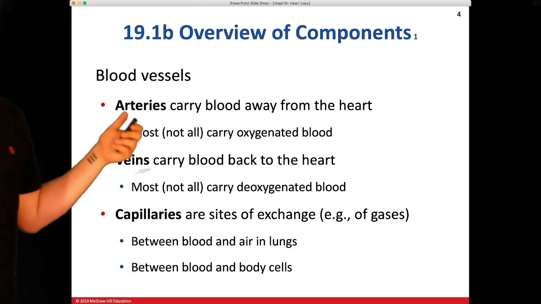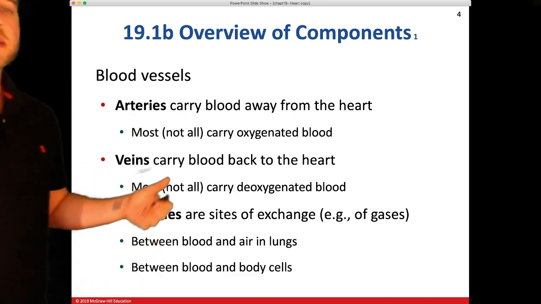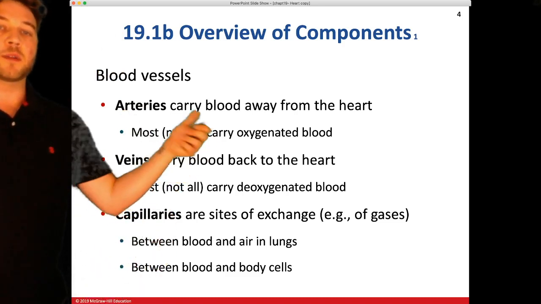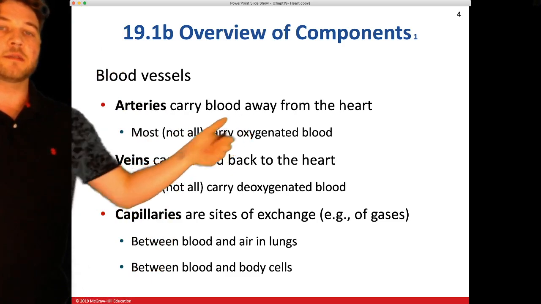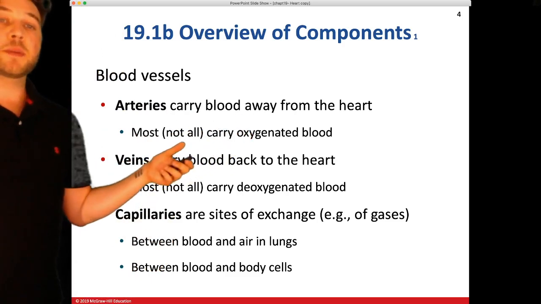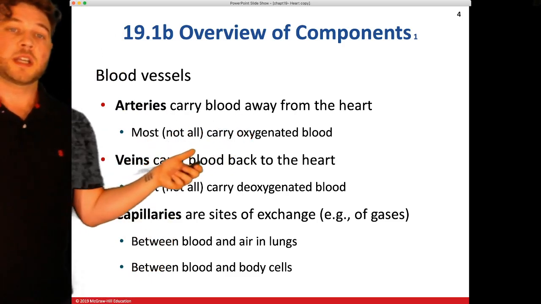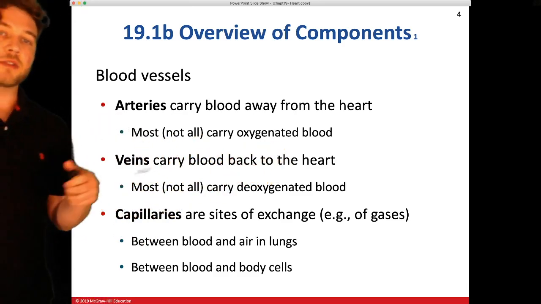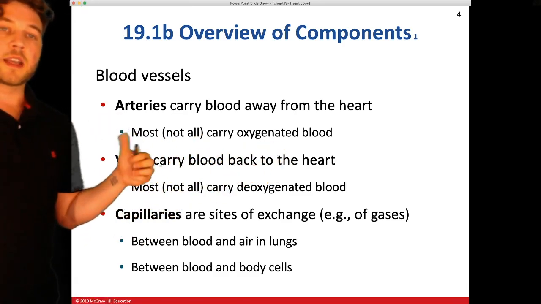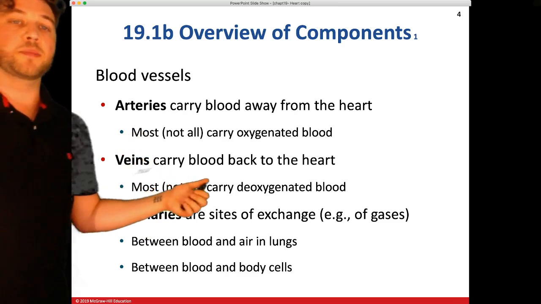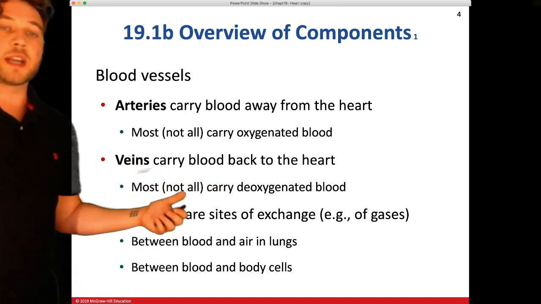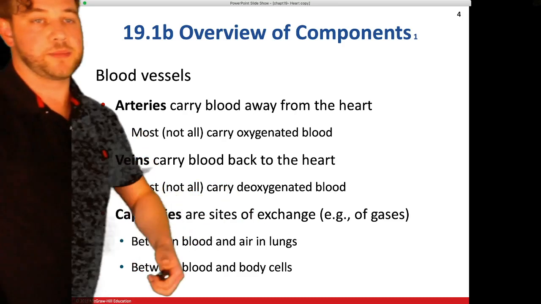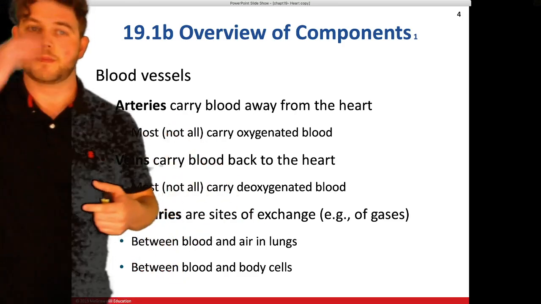Your blood vessels, you have three main ones: arteries, veins, and capillaries. Arteries carry blood away from the heart. I always think arteries away, A and A. Most of them, but not all of them, carry oxygenated blood. We'll see it's the ones coming from the heart directly that do not carry that. The veins carry blood back to the heart. Most, not all, again, carry deoxygenated blood. We'll see that in the pulmonary circulation.